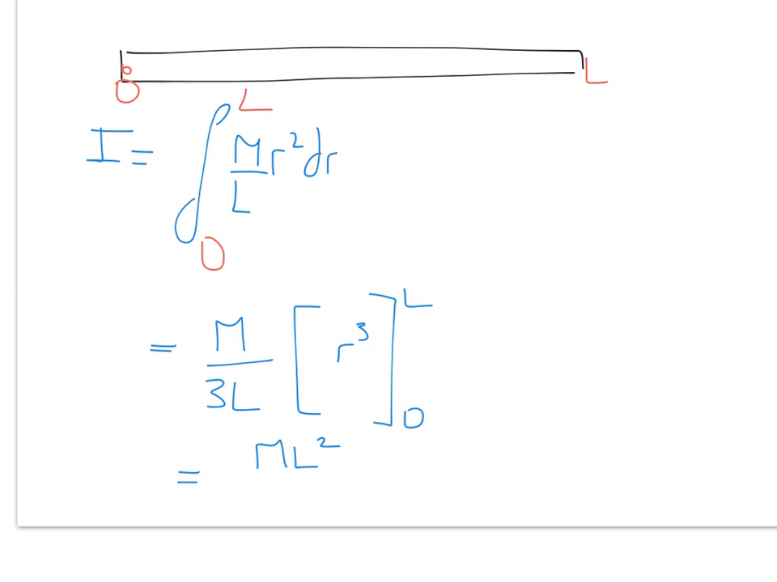ML squared over 3. So you can see the point we choose to rotate about is actually important in terms of the moment of inertia as well. So you can see we've ended up with a number 4 times as big by moving the point about which we're rotating it. So that's another sort of point of interest there.